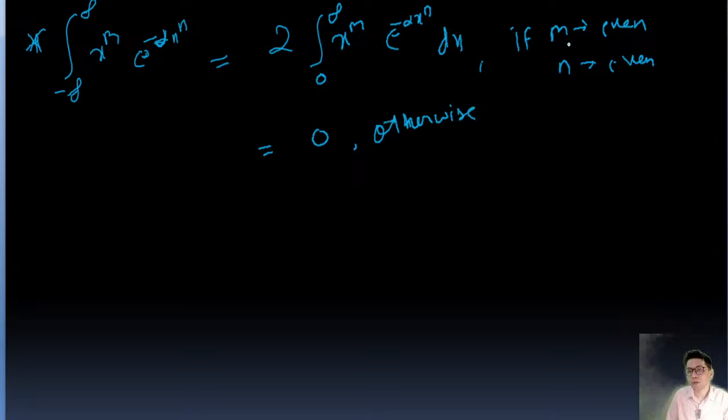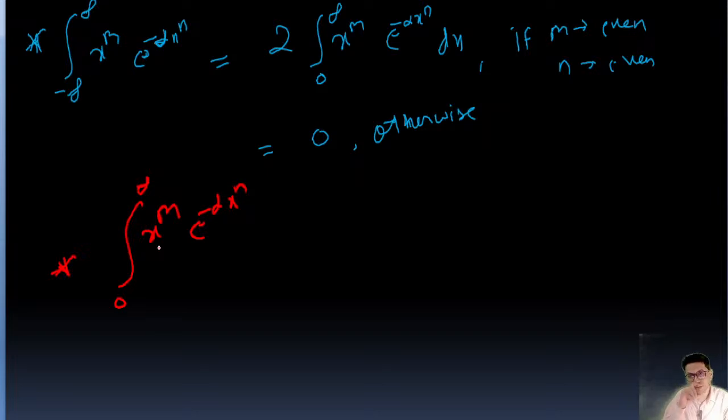Okay, so if m and n both are even, then we can break this limit into 2 times the integration from 0 to infinity of x to the power m e to the power minus alpha x to the power n dx. Okay, and here is an important formula which you need to note down, which will help you to solve integrations. Okay, so this is 0 to infinity of x to the power m e to the power minus alpha x to the power n. Okay, this is a very important formula.